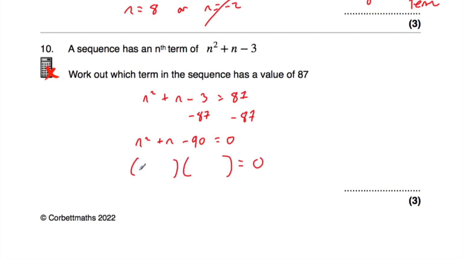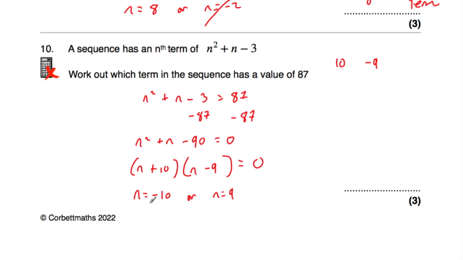So let's start off by putting our n's in our brackets. Because it's n squared, we'll put n and n. So I'm thinking of 10 and minus 9, because minus 9 times 10 is negative 90, and minus 9 plus 10 is 1. So let's write down plus 10 and subtract 9. So we've got our two brackets. Now we want these to equal 0, so that means that either n is equal to negative 10 or n is equal to 9.